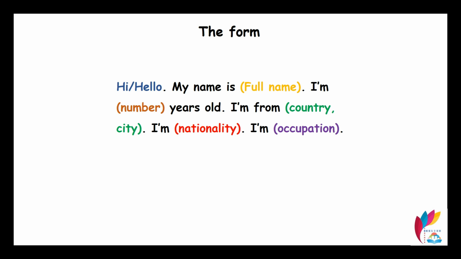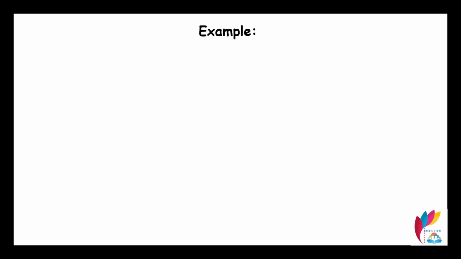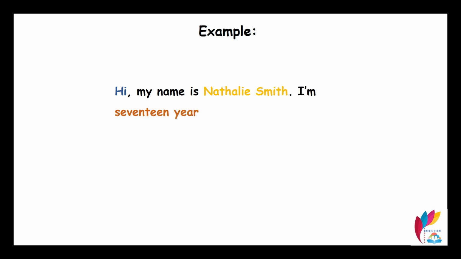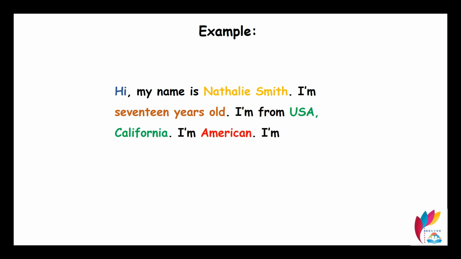So here is an example. Hi, my name is Natalie Smith. I'm 17 years old. I'm from USA, California. I'm American. I'm a student. So I'm going to repeat for you. Hi, my name is Natalie Smith. I'm 17 years old. I'm from USA, California. I'm American. I'm a student.